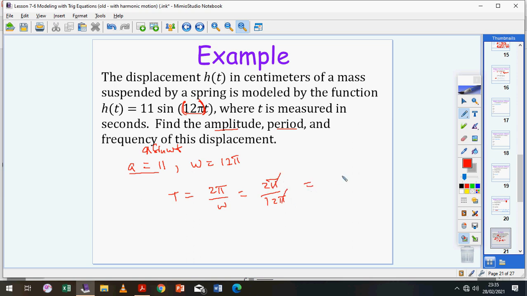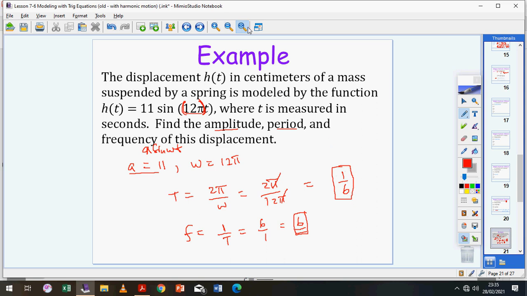And the frequency is the reciprocal of the period, 1 over t. So that will be 6 over 1, which is 6. So that means 6 cycles are completed in 1 second. And this means it takes 1/6 of a second to complete 1 cycle.